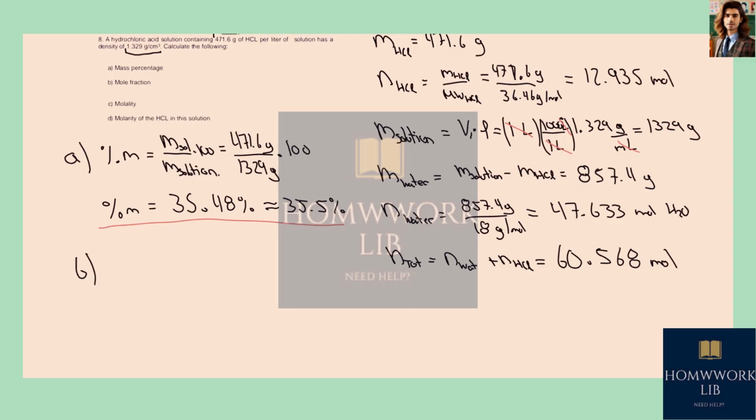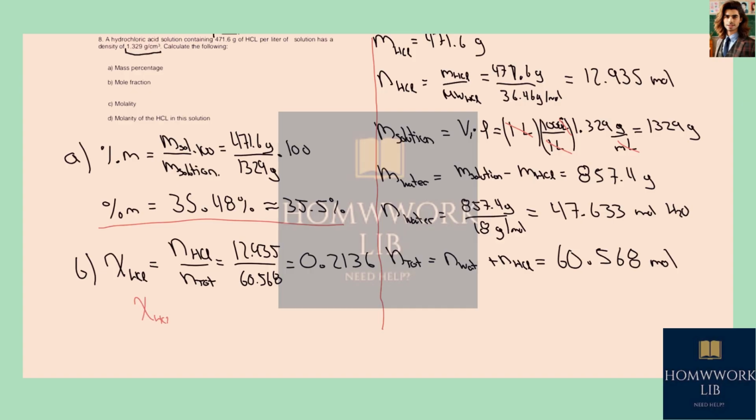Now for B, the mole fraction of HCl that we're going to have in solution, this is going to be the amount of mole of HCl divided by the total amount of mole, which is 12.935 divided by 60.568, which gives us a 0.2136 mole fraction. So the mole fraction of HCl would be 0.2136.